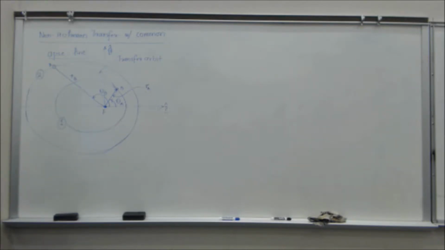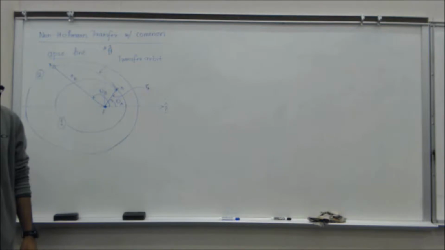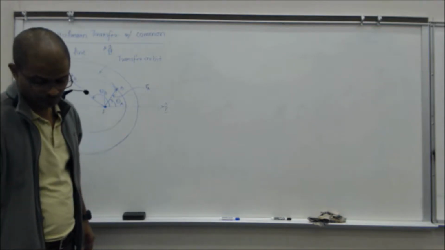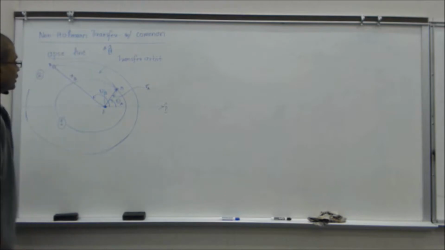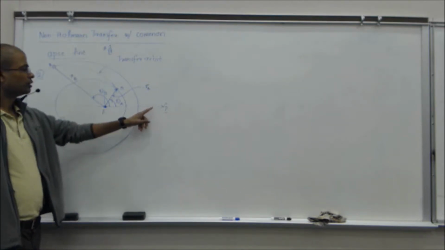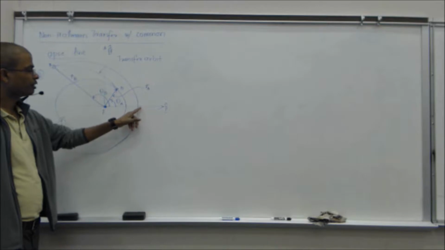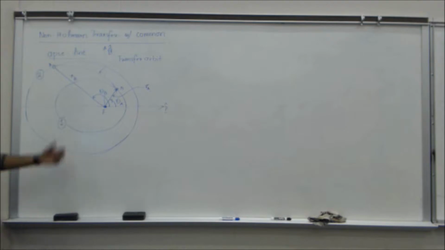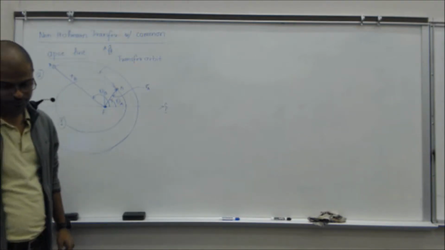You remember what apse line is? Well, you can take that for now. The common apse line means the periapsis and the apoapsis are in the same direction for both these orbits. Okay.